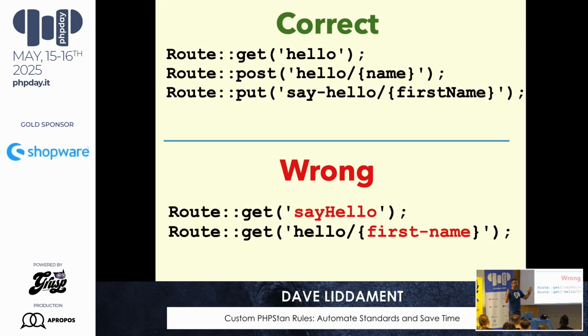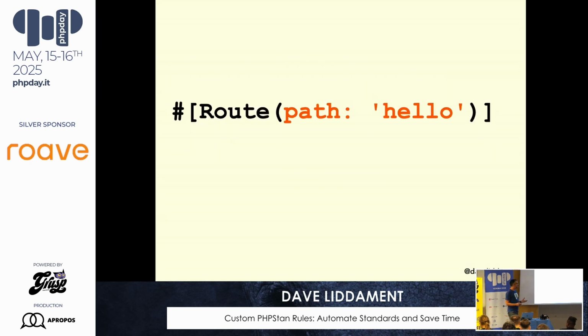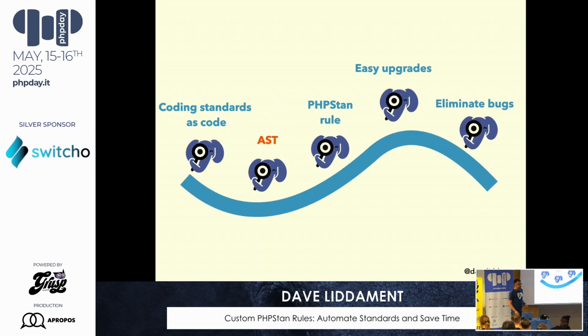Now, the actual logic of checking whether the URL is correct or not, that's just a bit of regex. So I'm not going to worry about that. That's not the interesting bit. The interesting bit is how we tell PHPStan to look out for calls to route, get, post and put, and then check whether the string we passed in is of correct format. And if you're in Symfony world, you probably use the route attribute, and you could do a similar kind of rule to this, but you'd be looking for the route attribute rather than the method call.